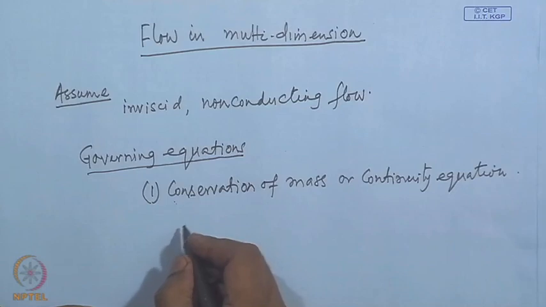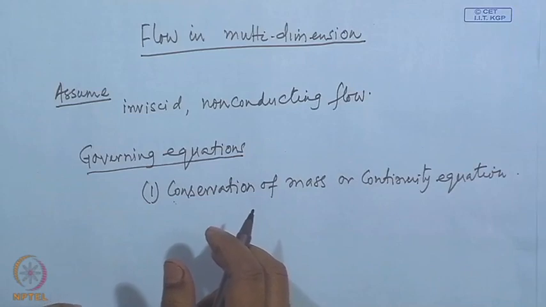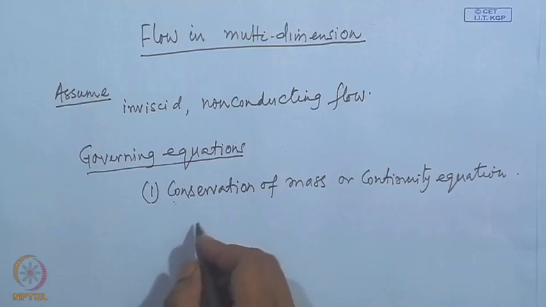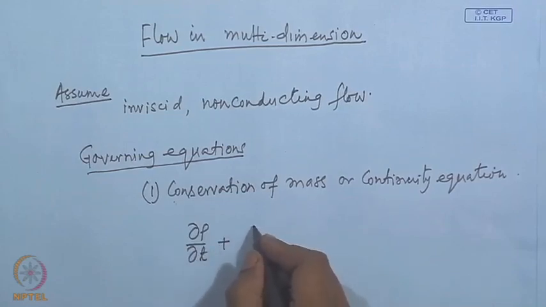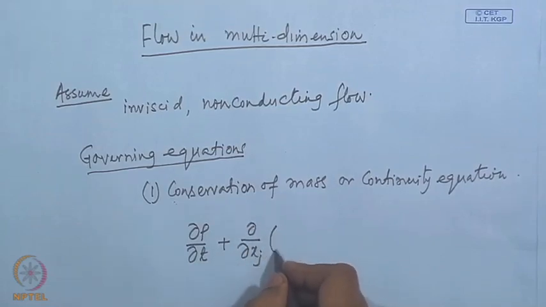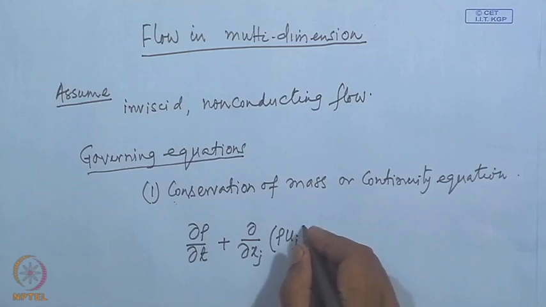This then can be written as the rate of change of mass, and in fluid dynamical problems usually the equations are written on a unit volume basis. So the mass per unit volume, that is the density. So the rate of change of density within the control volume is balanced by the mass fluxes through the boundary of the control surface.